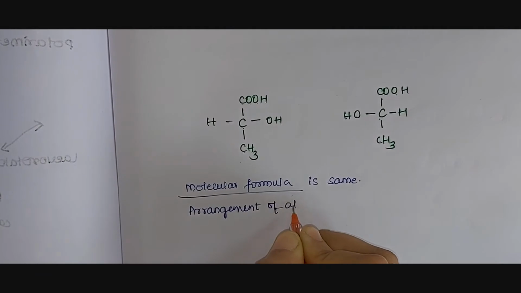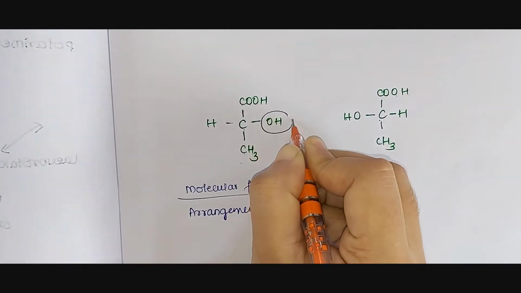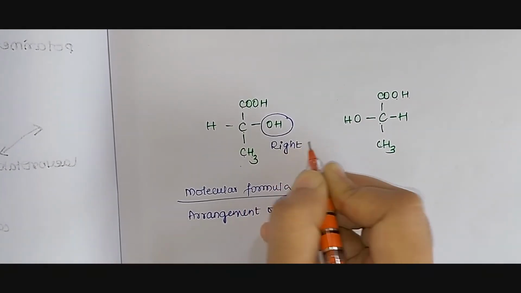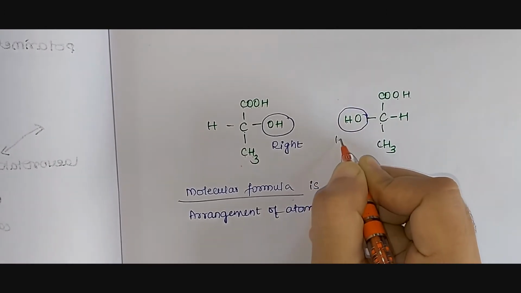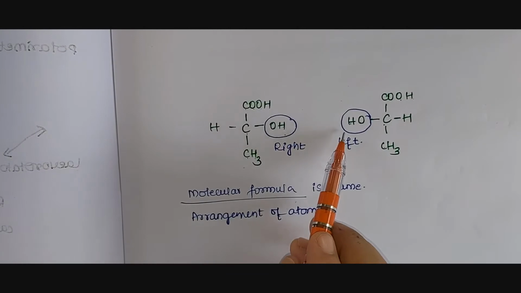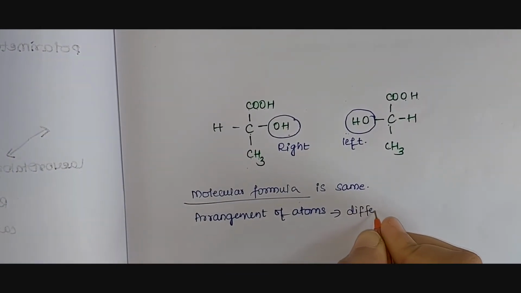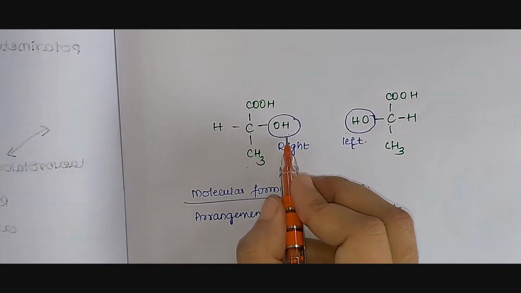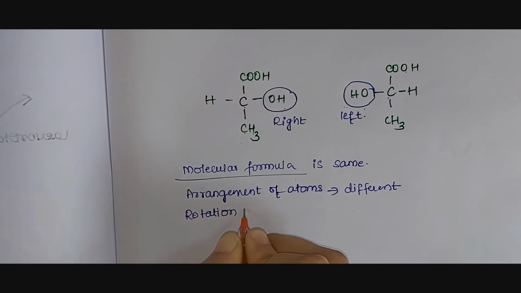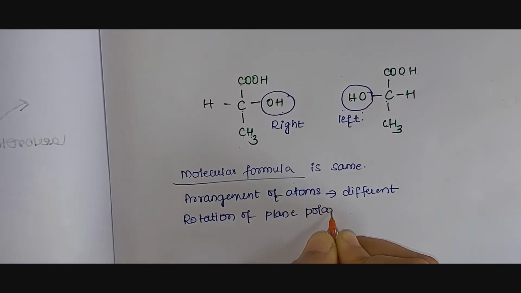So we'll see what the arrangement of the atoms is in the above example. The OH here, on which side is it present? It is present on the right side, whereas in the other example, OH is present on the left side. Because of which, what do we observe here? We observe that the arrangement of the atoms is different, and hence, since the arrangement is different, the rotation of the plane polarized light will also be different.